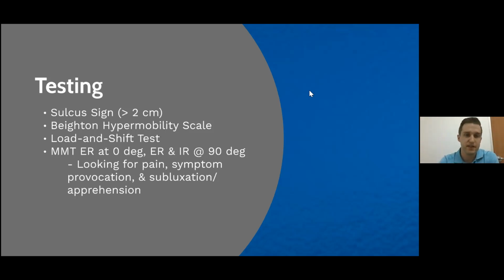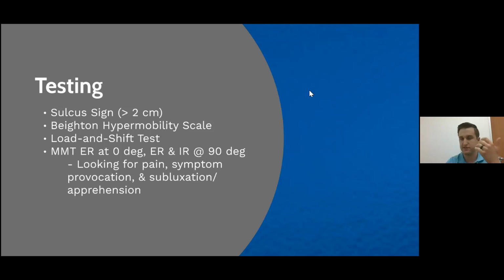The loaded shift test is something kind of similar to the sulcus sign. What you do there is provide a long axis traction with the patient in a resting, comfortable position. And then you provide either an anterior or a posterior force to the humeral head.